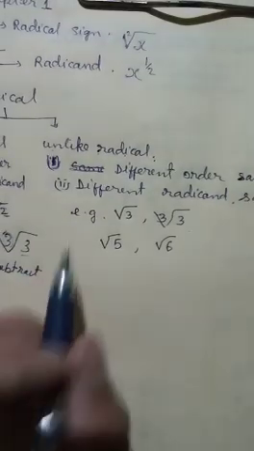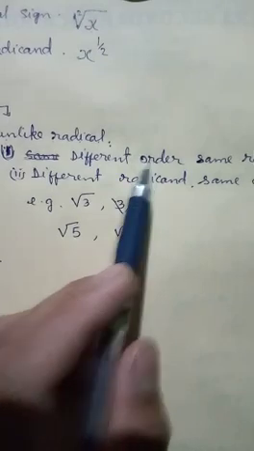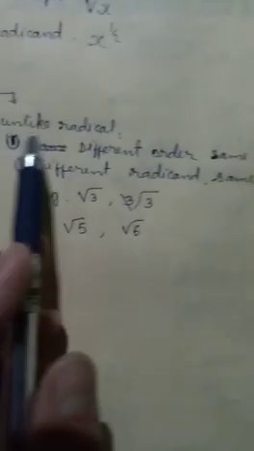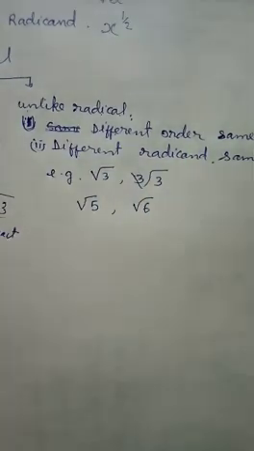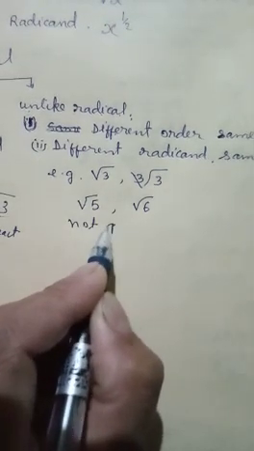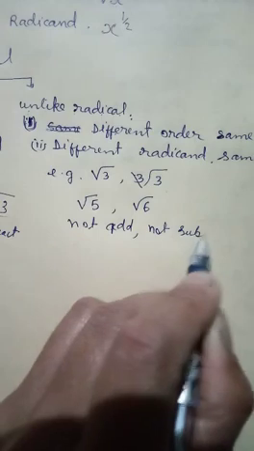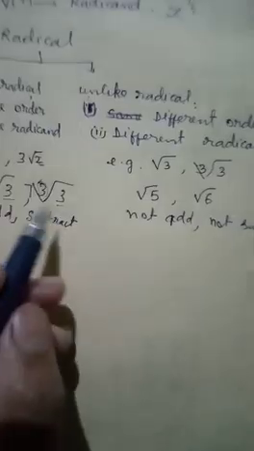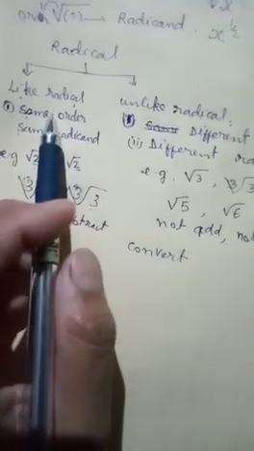Then what are unlike radicals? For unlike radicals, you check the order. When the orders are different, they may even have the same radicand, but we call them unlike radicals. At other times, the order may be the same, but the radicands are not the same. In that case, they are unlike radicals, and we cannot plus them. We cannot add, we cannot subtract. But if needed, remember, we can convert unlike radicals to like radicals.